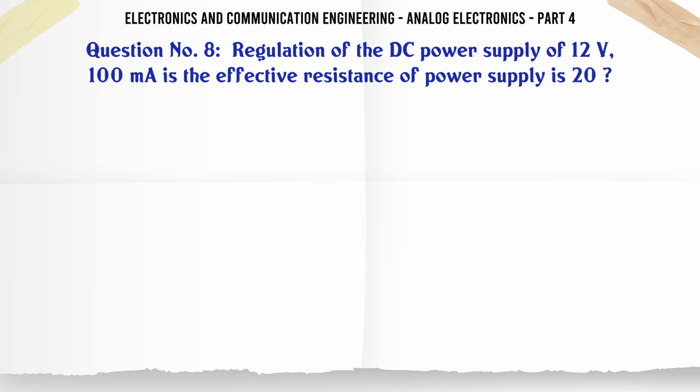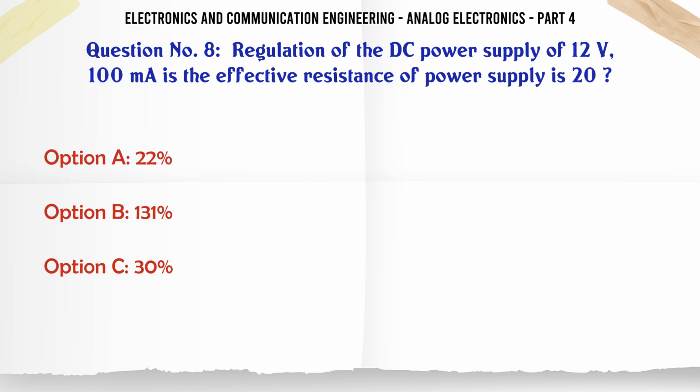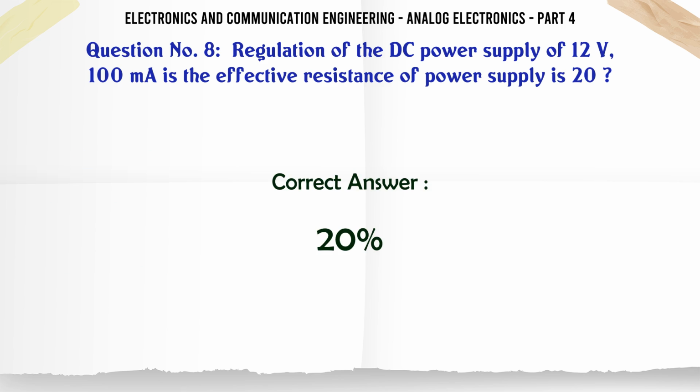For the regulation of a DC power supply of 12 V, 100 mA, the effective resistance of the power supply is 20 Ω: A. 22, B. 131, C. 30, D. 20. The correct answer is 20.